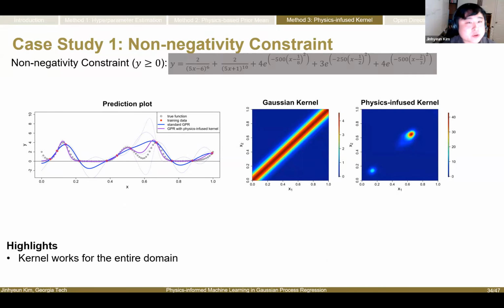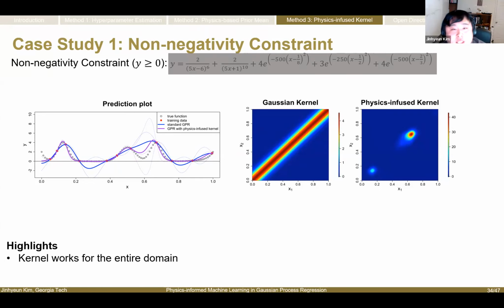This is the first example, non-negativity constraint. This is the numerical data. We generate some of the training data, which is the red points. And this is the standard GPR prediction, the blue line. And the purple line is the GPR with physics-infused kernel. And we can successfully reduce the violation of physics. Y should be non-negative.